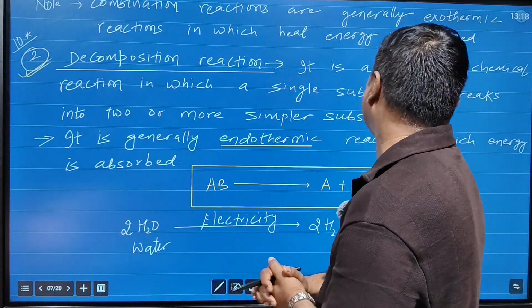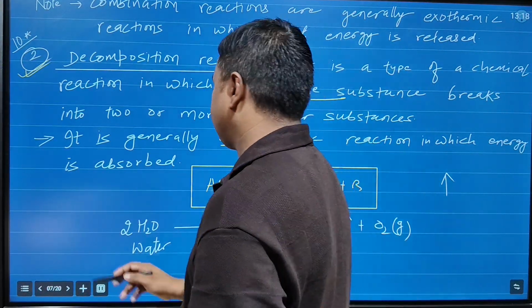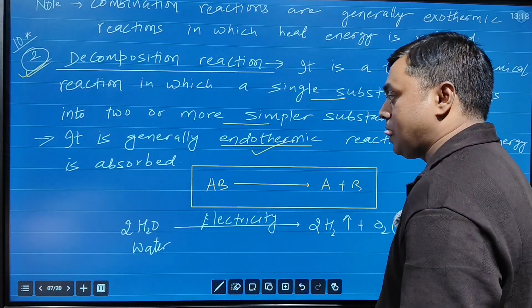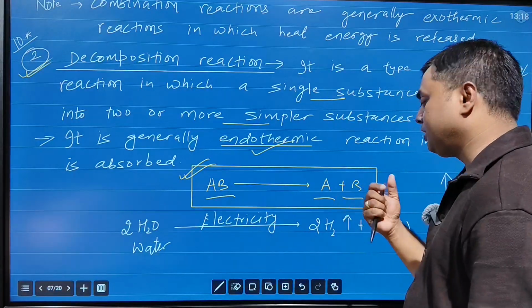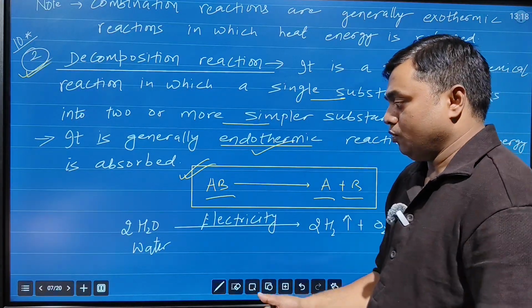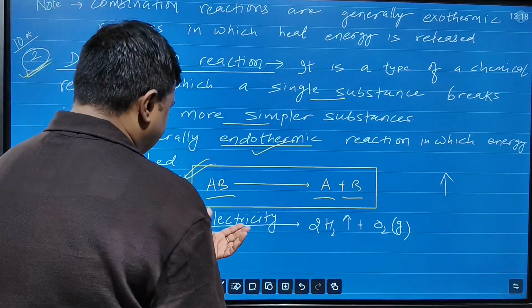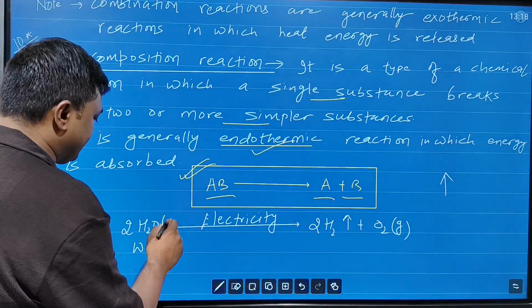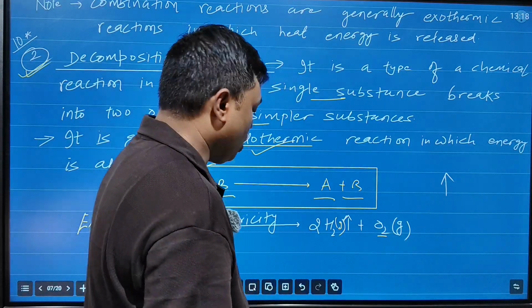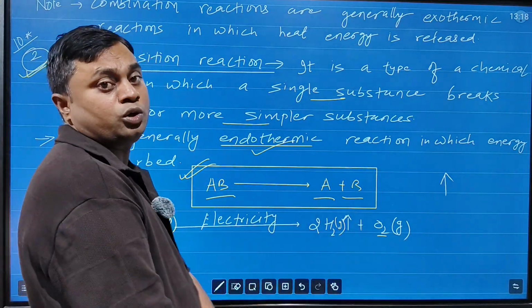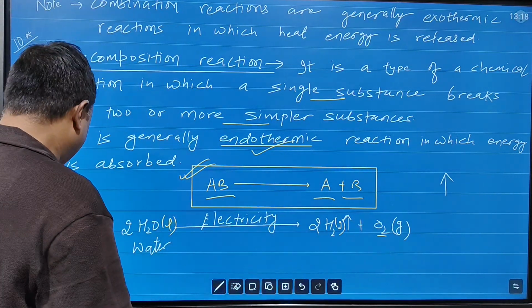You can see the definition: it is a type of chemical reaction in which a single substance breaks into two or more simpler substances. It is generally endothermic. We can represent this as AB gives A plus B. How many reactants? One reactant. How many products? Two products. For example, electrolysis of water: whenever electricity is passed through water, 2H2O, which is in liquid state, gives 2H2, hydrogen gas, and O2, oxygen gas. One reactant, two products. So the number of products is more in decomposition reaction. Am I clear?